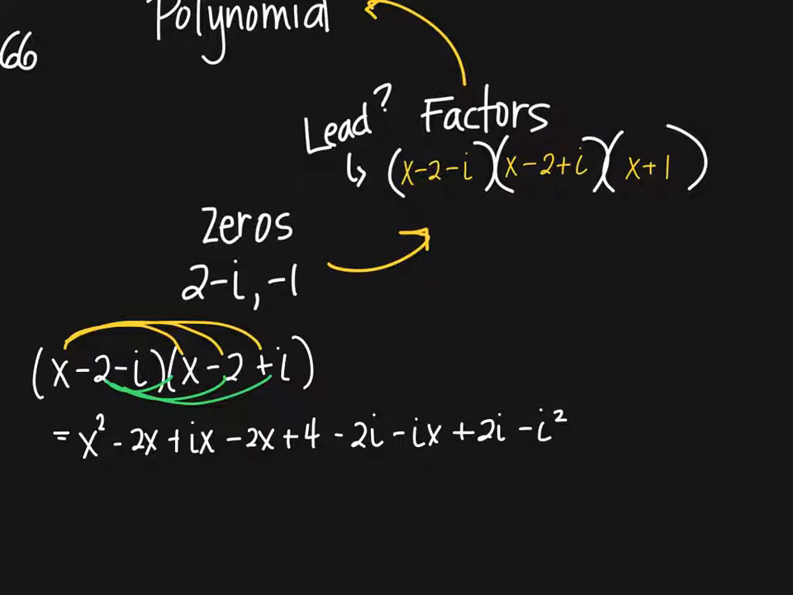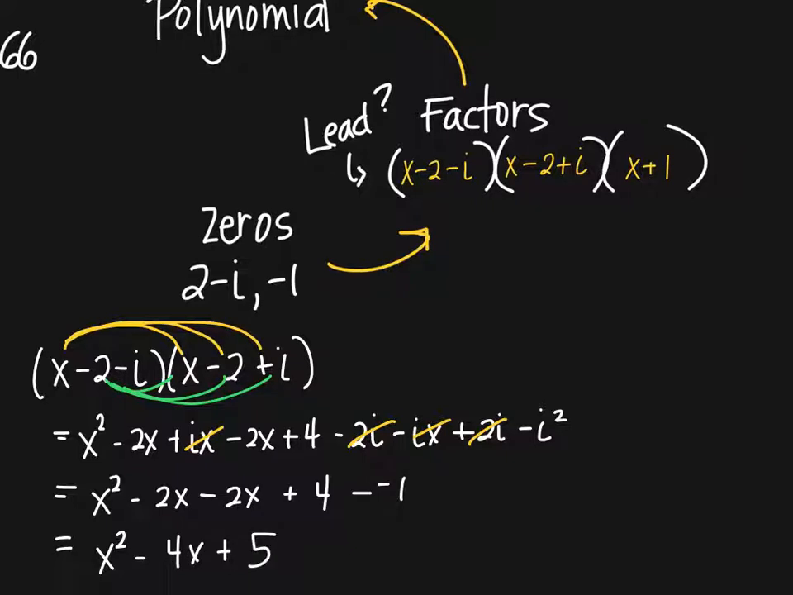So I do double check. I have all 9 terms that I need, and then I can start canceling out the terms that are opposite from each other. So I'm going to have a positive ix and a negative ix that'll cancel out. I'll have a negative 2i and a positive 2i. So what I end up with that's not canceled out is x squared minus 2x minus 2x plus 4, and then at the end I have minus i squared, which is minus negative 1, which is going to turn to a plus 1. So I'll have x squared minus 4x plus 5. That has to be FOILed with the x plus 1 that I haven't done yet. So I'll take that and I'll FOIL it with x plus 1.